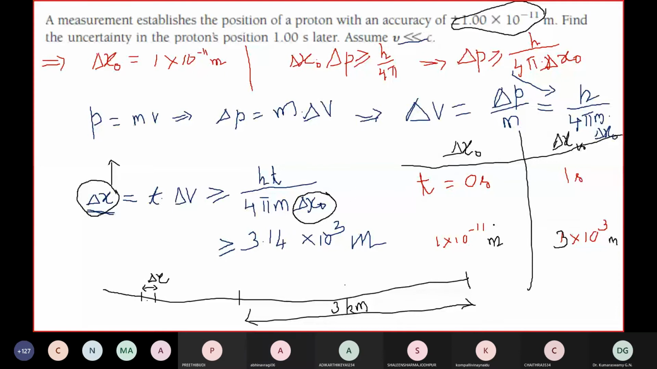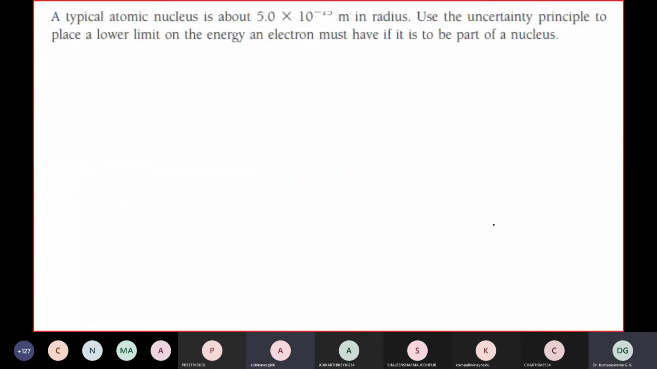Next one. A typical atomic nucleus is about 5 into 10 to the power of minus 15 meter in radius. Use the uncertainty principle to place a lower limit on the energy an electron must have if it is to be part of a nucleus. Does the electron exist inside the nucleus?